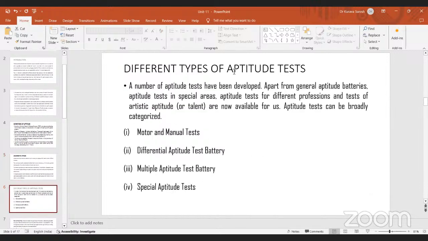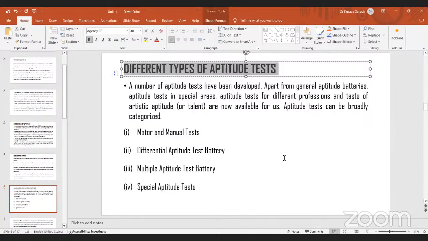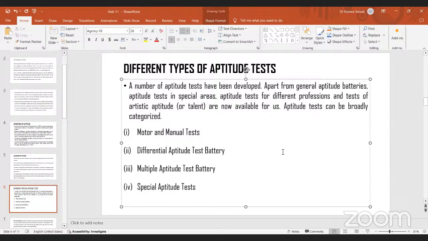Different types of aptitude test. A number of aptitude tests have been developed as part of general aptitude batteries, and aptitude tests in special areas, aptitude tests for different professions, and tests of artistic aptitude or talent are now available.